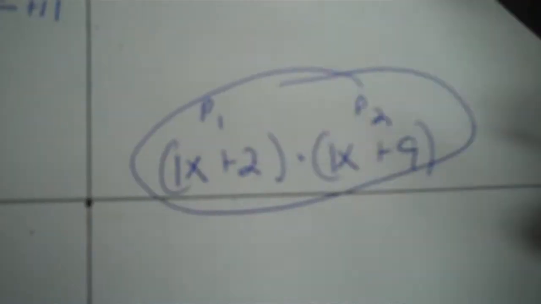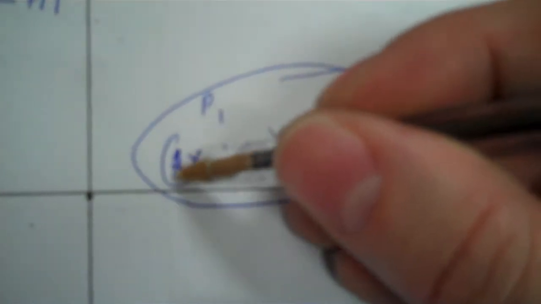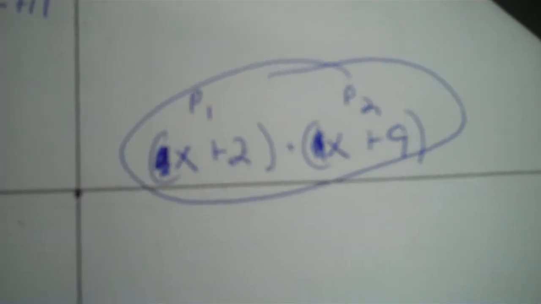One thing in your final answers, they really don't want ones in front of the x. If you end up with a 1, you kind of just get rid of it. So it's x plus 2 times x plus 9.